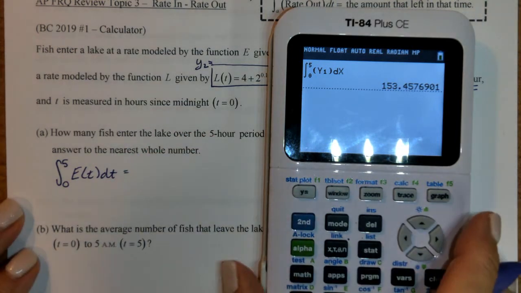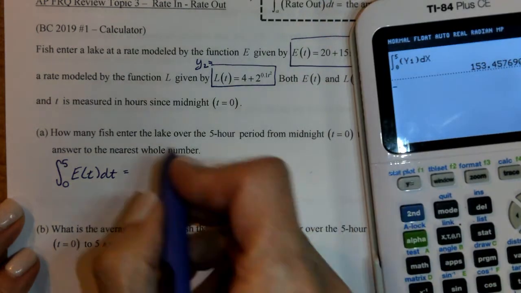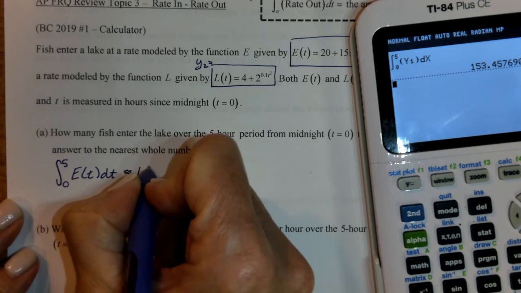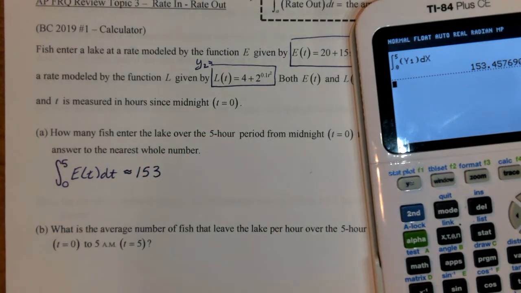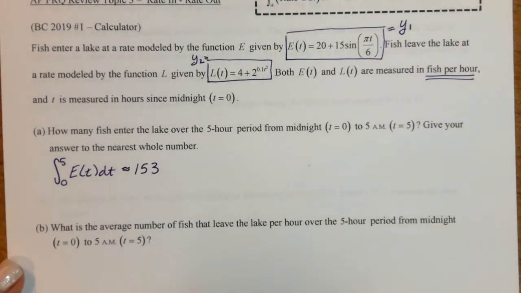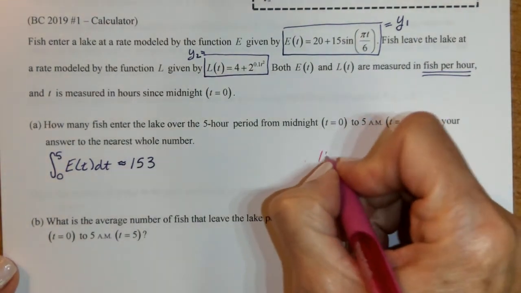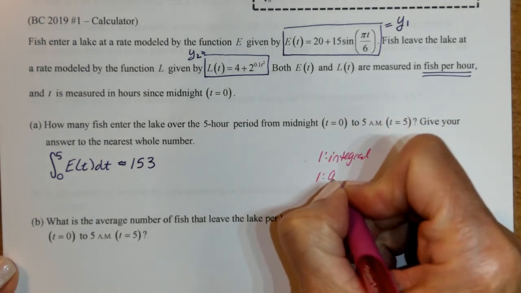It says to round our answer to the nearest whole number. So I'm going to say that this is approximately equal to 153 fish. Don't have to say fish. They told me it was how many fish. So that was worth 2 points. 1 point for the integral and 1 point for the answer.